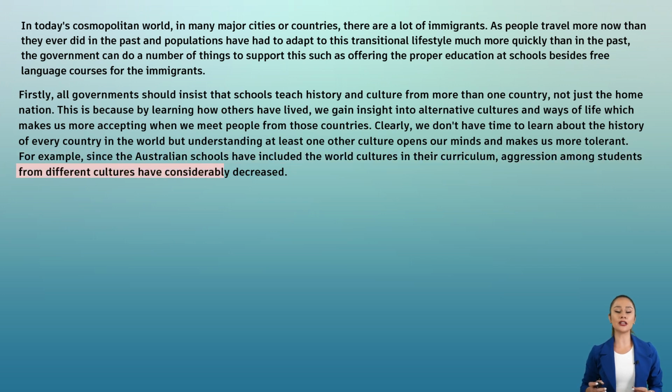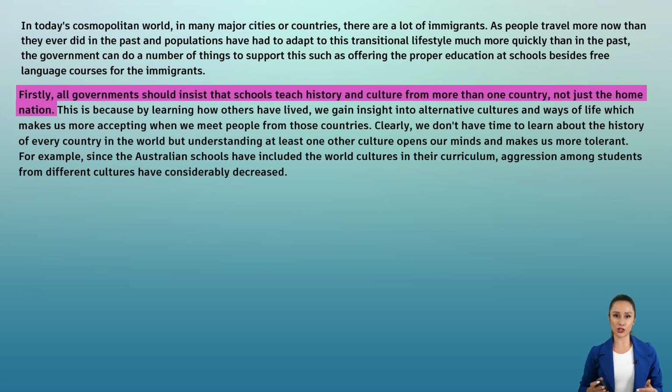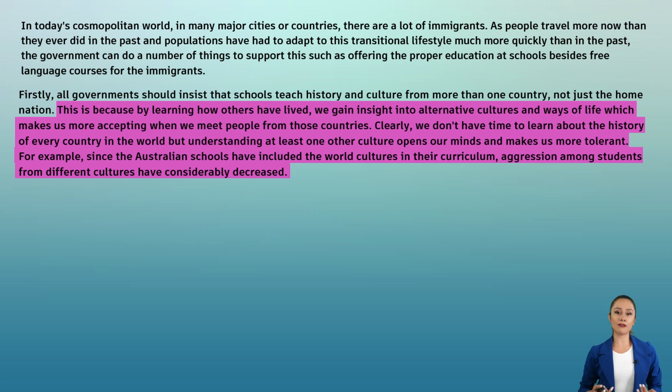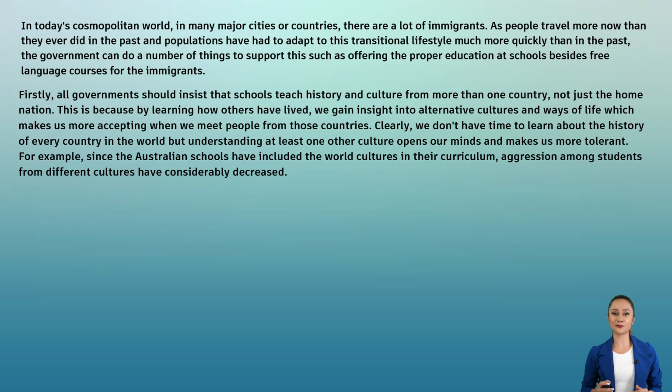have considerably decreased. So here in the first body paragraph, we have gotten into detail of the first way the government can ensure that all these people can live together harmoniously. So, in the very first sentence of the paragraph, which is the topic sentence, we have clearly mentioned it. And then in the following sentences, we have given some explanation, and finally, an example using the appropriate expressions to show each. And now, the next paragraph.